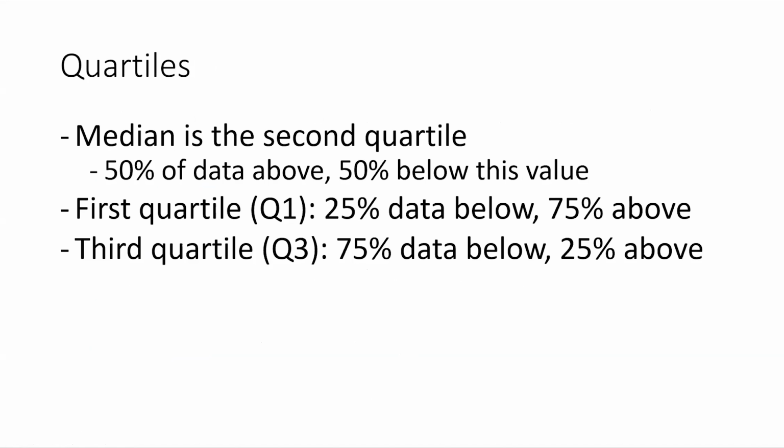The quartiles are, well, we have the first quartile, the second, which is the median, and the third quartile. The median, again, is the second quartile, where 50% of the data is above and 50% is below. For the first quartile, Q1, 25% of the data is below and 75% is above. And for the third quartile, we have 75% of the data below and 25% above. So quartiles essentially just break the data set into 4 equal parts.